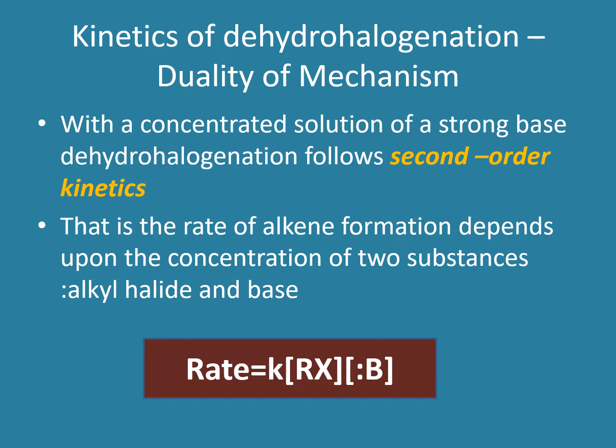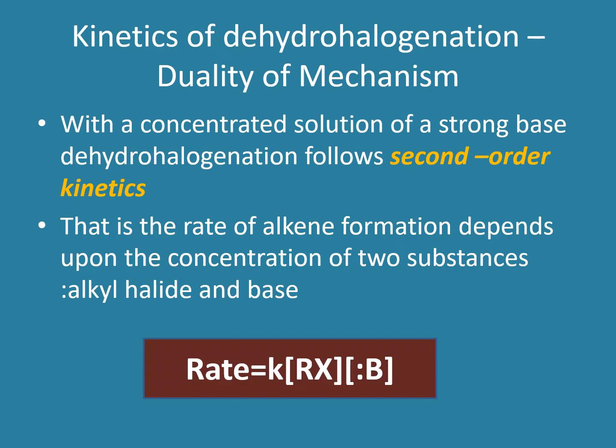Now we are discussing the kinetics of dehydrohalogenation. Kinetics means rate of reaction. So these particular reactions are occurring, and in which rate it is occurring, that we are dealing with in this kinetic section. So if we are using a strong base, then dehydrohalogenation follows second order kinetics. Second order kinetics means the rate of alkene formation, or the product formation, depends upon the concentration of two substances.